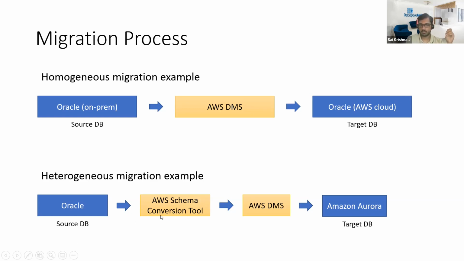Okay, so whenever you're doing any heterogeneous migration on AWS, that is, whenever you're migrating data between two different types of databases on AWS, you have to use this AWS Schema Conversion Tool to ensure that the format or the compatibility stays when you do that migration. Okay, so that is the difference. One additional step that is involved when you are doing the heterogeneous migration as compared to the homogeneous migration.